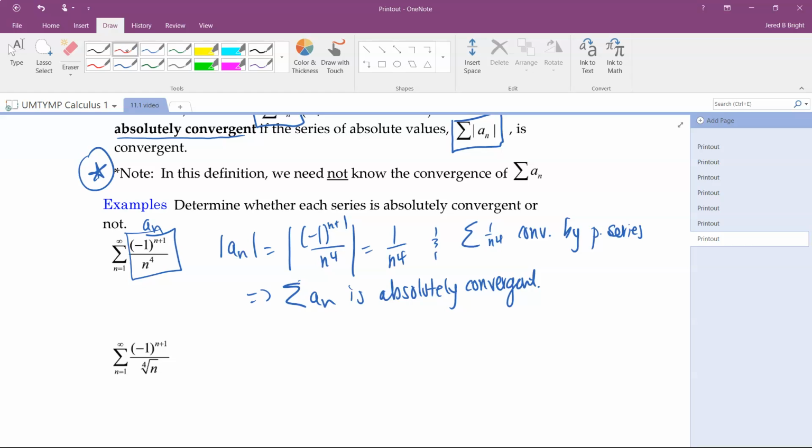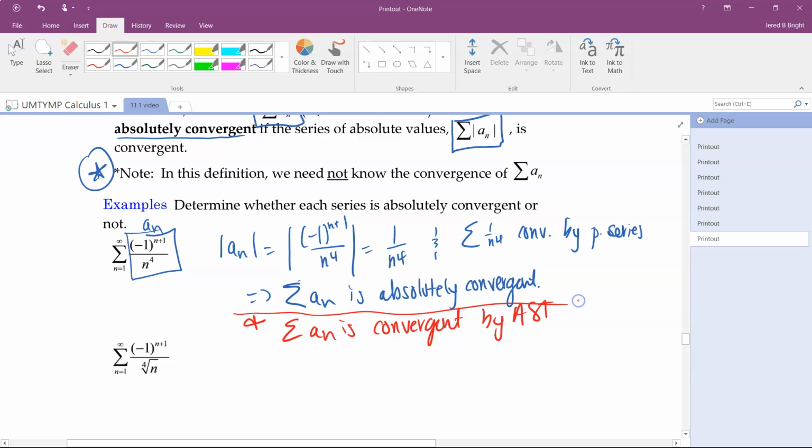Now this one does have a nice bonus. We can actually say that the series a_n is convergent, but to do that, we'd have to use the alternating series test. You can show that on your own time, but that's kind of an add-on. Again, with absolute convergence, we look at the absolute value of the sequence and ask whether, when we put that in series form, it is convergent or not.